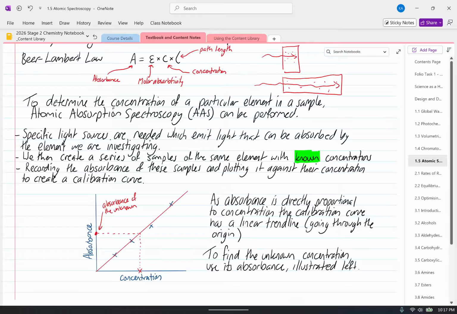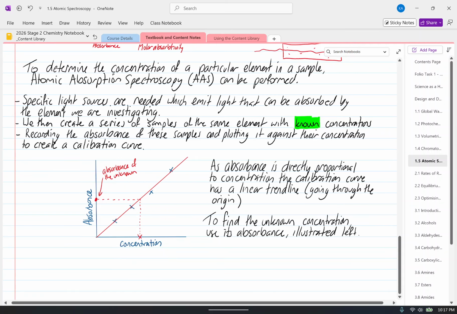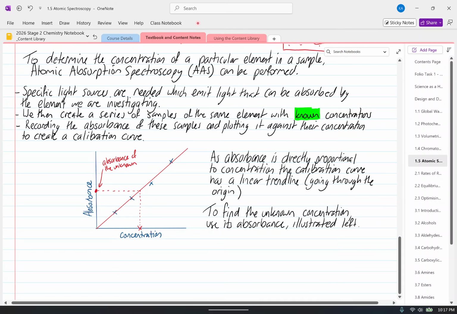What you need to do is put into your machine a bunch of samples of that element for which the concentration is known. So you will put into the machine a particular concentration that you know. You make it up yourself from some standard chemicals, and you end up with an absorbance value, and then you'll mark that on your plot. You then need to do that across a range to give you these sets of values, and then you will draw a line of best fit through them.